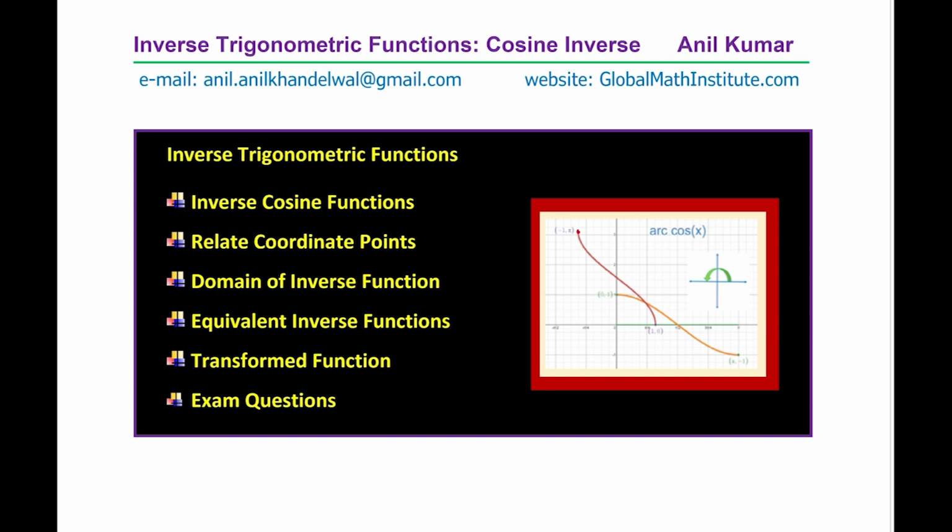Just as we did with the sine function, we have restricted the domain of the cosine function. However, you will notice that the restriction on the sine function was from minus pi by 2 to plus pi by 2, and for cosine it is from 0 to pi. That is to say, when we are looking into the cosine function, we are looking into the domain which is from 0 to pi.